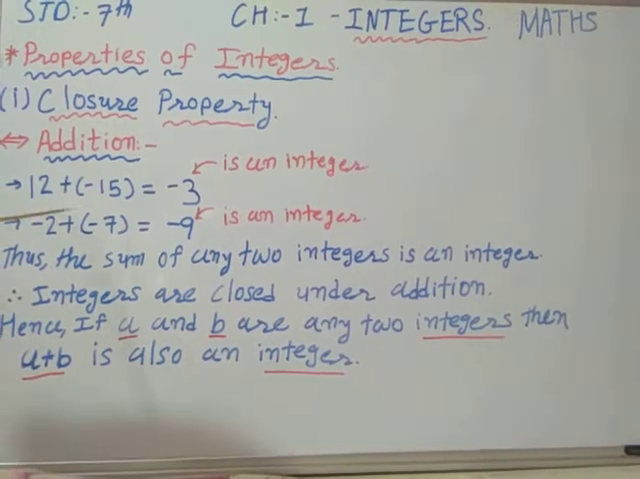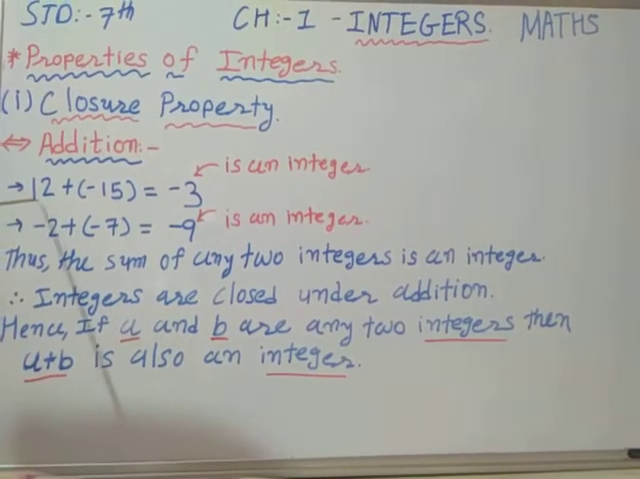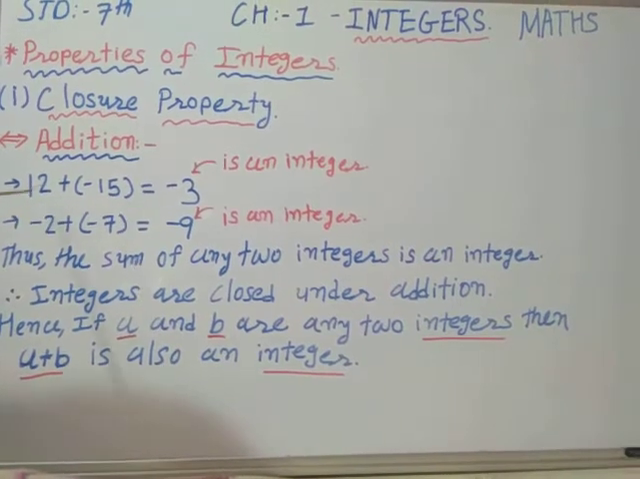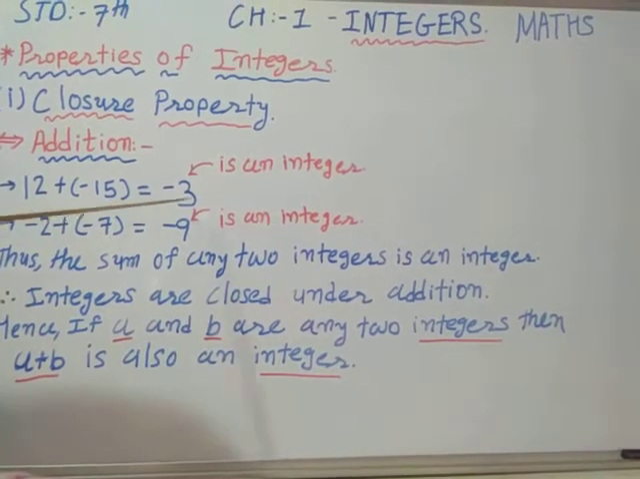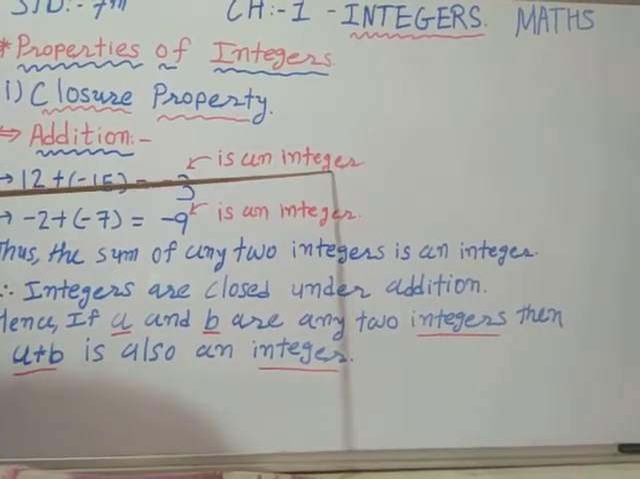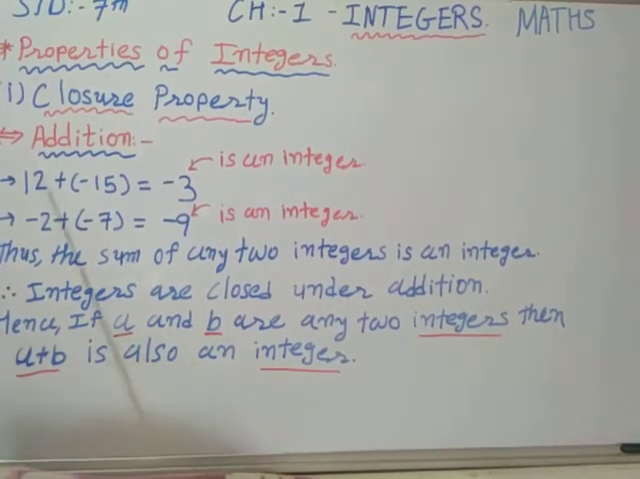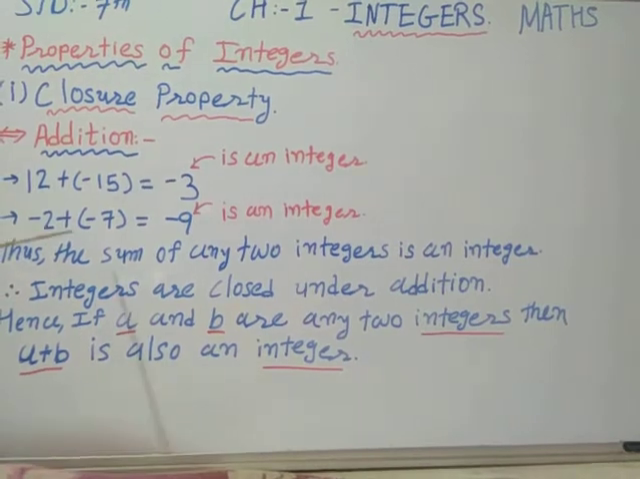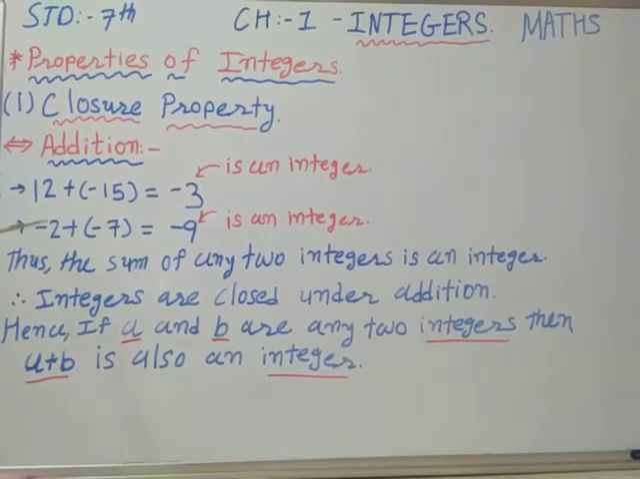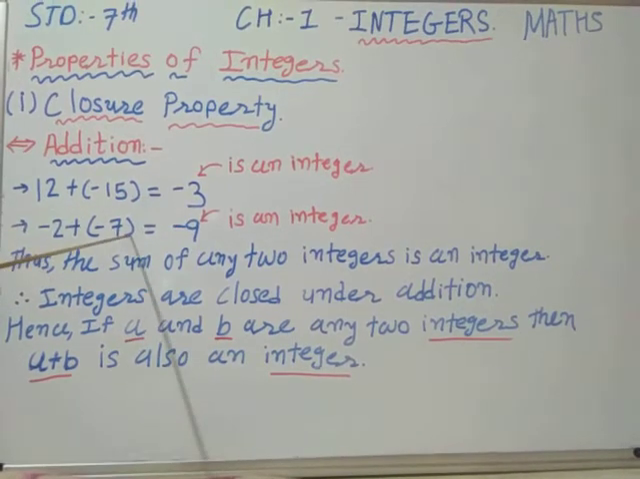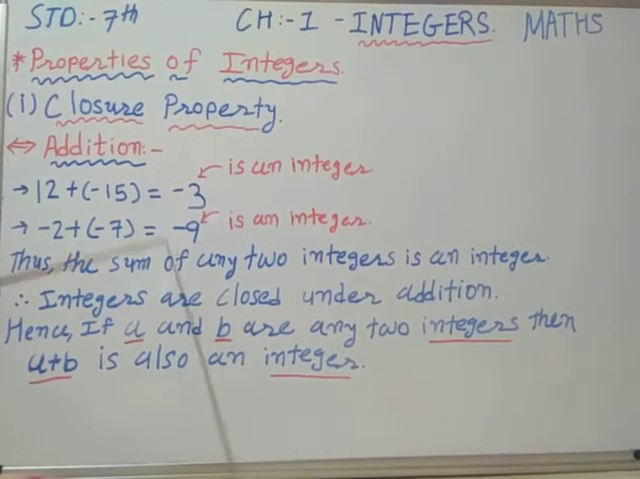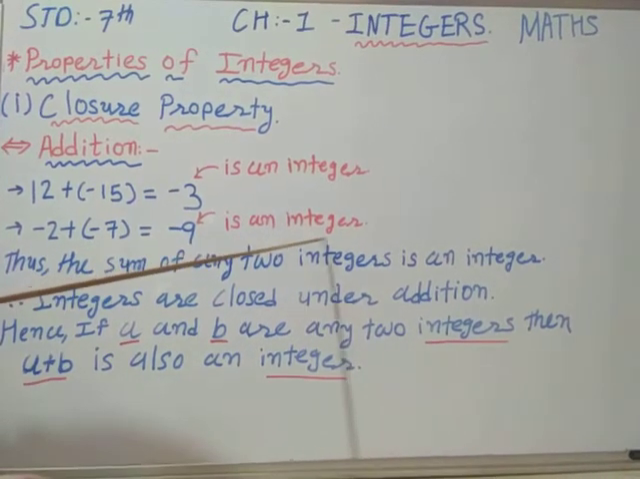First one, 12 plus minus 15. Here 12 is an integer, minus 15 is also an integer. 12 plus minus 15 is equal to minus 3. Here minus 3 is also an integer. Now let's take another example. Minus 2 plus minus 7. Here minus 2 is an integer. Minus 7 is also an integer. Minus 2 plus minus 7 is equal to minus 9, which is also an integer.